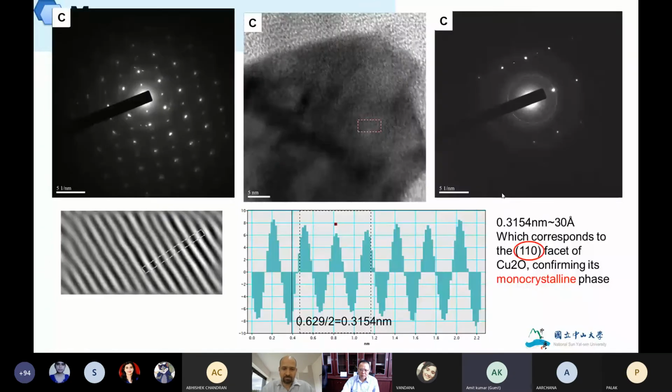And these are the SAED images and HRTEM. Here you can see the crystal lattices, and you can simply say that they are single crystalline. If you look at the lower right, the lattice spacing is 0.3154 nanometer, which is approximately 3 angstrom. This corresponds to the 110 facet of cuprous oxide, which is also a confirmatory test showing that our nanoparticle synthesizes cuprous oxide and not cupric oxide.